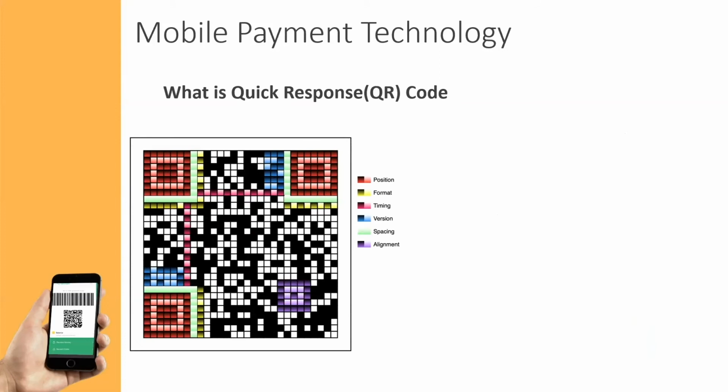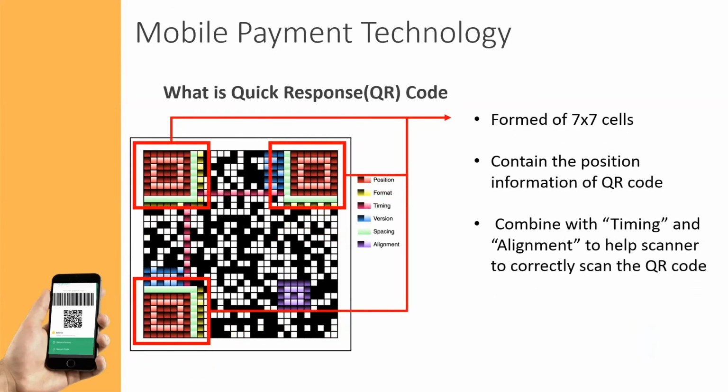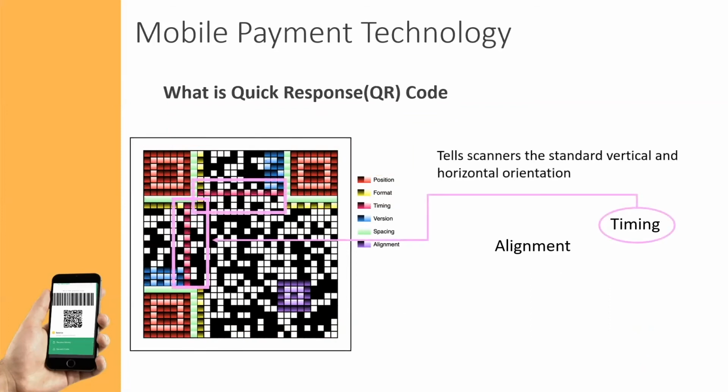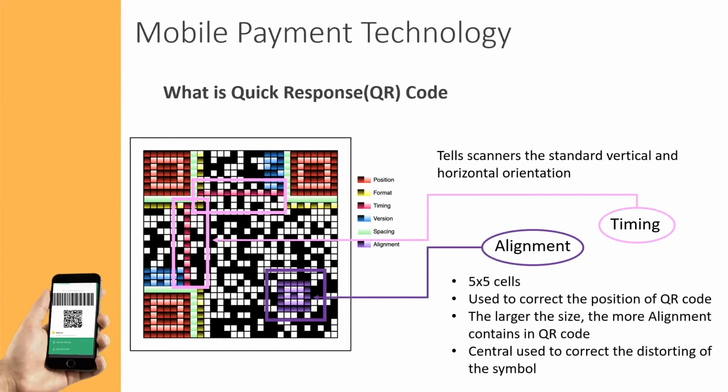Okay, so we see there are three red squares. They contain the position information of the QR code. They combine with timing and alignment patterns to help a scanner correctly scan the QR code from any angle. And next, the pink one actually tells scanners the standard vertical and horizontal orientations of the QR code. And the purple one is used to correct the position of the QR code. And the central coordinate of the purple will be identified to correct the distortion of the symbol.